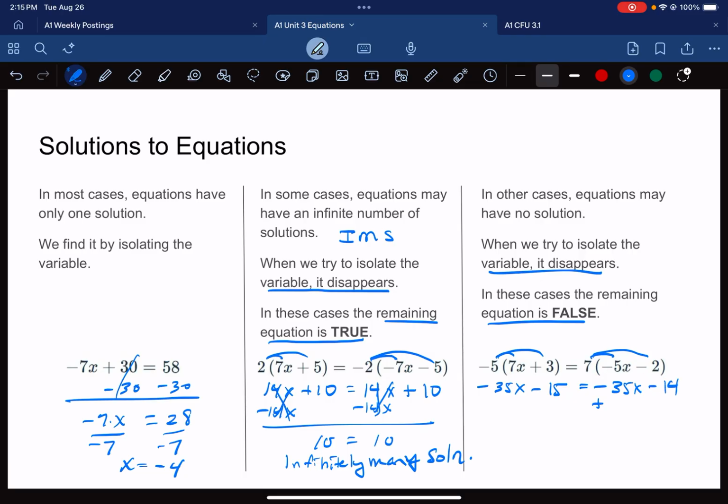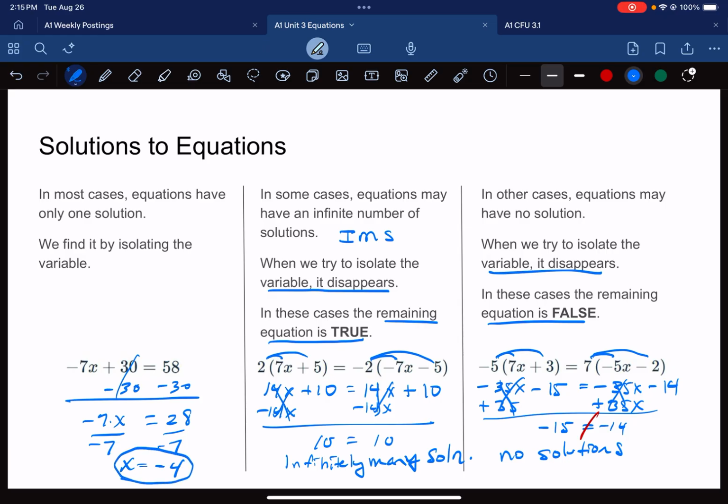So I'm going to get my x's together by adding 35x to both sides of the equation. And again, the variables cancel, and I get -15 equals -14. But that statement is not true. -15 does not equal -14, so we would say that there are no solutions.